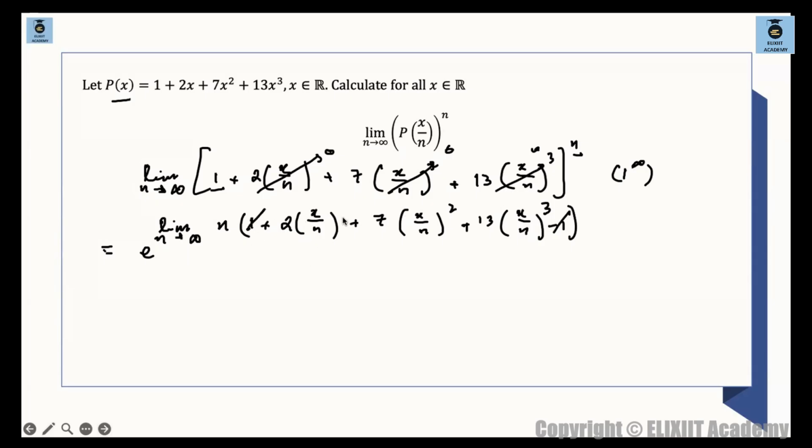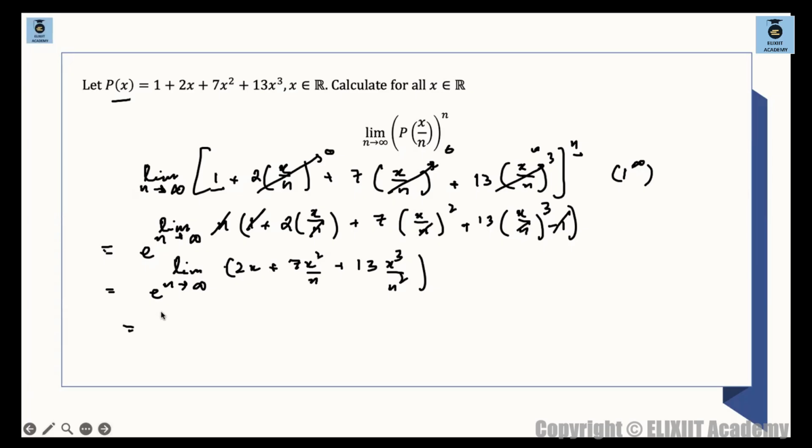So as n tends to infinity, all these will tend to 0. And write this also: e raised to the power of limit n tends to infinity, multiply this thing. You can see over here, once you multiply this thing, one of the n will cancel out over here, and one of the n will cancel out. So what is remaining over here is 2x. 2x is remaining. 2x plus 7x square divided by n, one of the n is cancelled out, plus 13x cube divided by n square. This is what we are having.